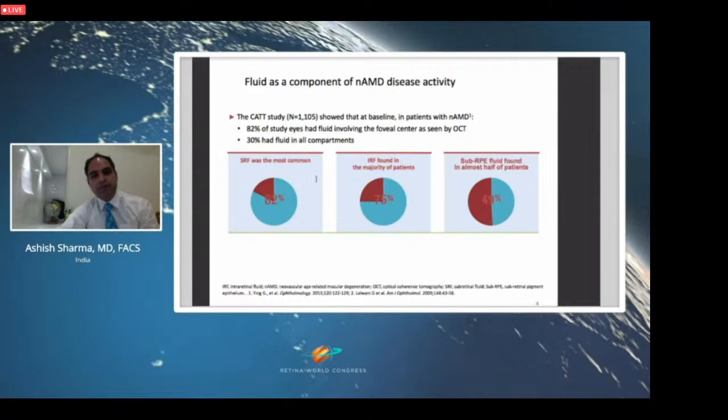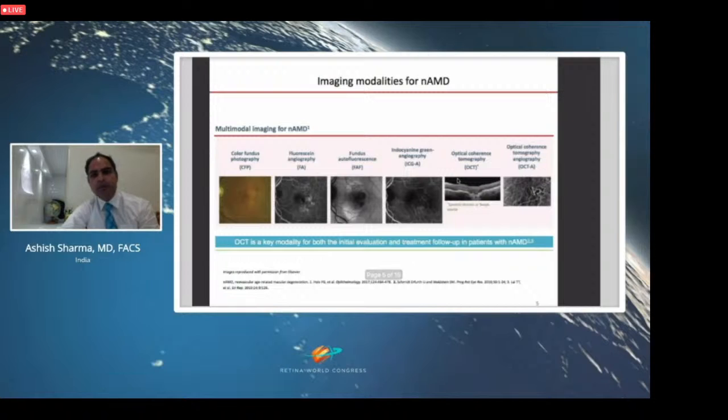strategies. For example, CATT data shows that fluid was present in multiple compartments: SRF, IRF, and sub-RPE fluid. We have had wonderful imaging modalities as far as AMD is concerned, but if you just look at the fluid, I think OCT has really played an important role in our day-to-day practice, and in our treatment decisions in day-to-day clinical practice.